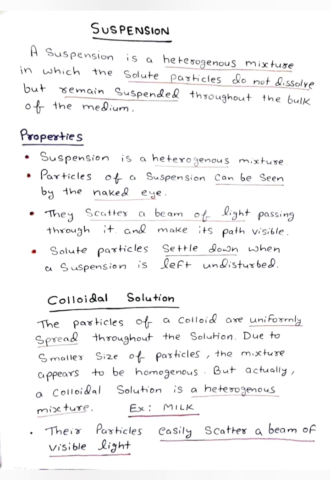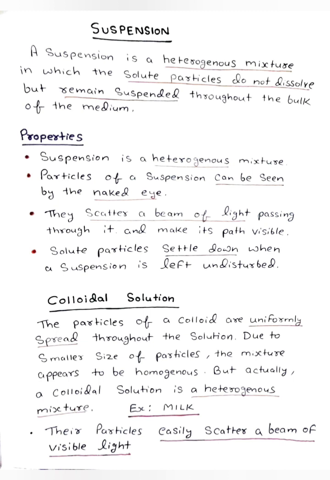Now, the new term here is colloidal solution. What is a colloidal solution? The particles of a colloid or colloidal solution are uniformly spread throughout the solution. Due to the smaller size of the particles, the mixture appears to be homogeneous, but actually a colloidal solution is heterogeneous. The example given here is milk. Milk itself is a colloidal solution. Here the solute particles are very small in comparison to the suspension, so they are not seen by the naked eye, but it is a heterogeneous mixture.